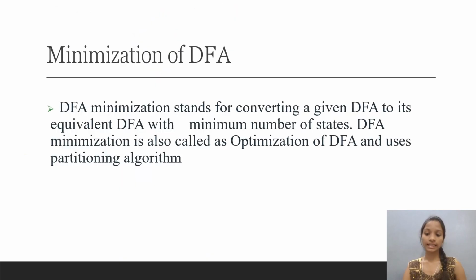What is minimization of DFA? We will minimize the states which are already given in the DFA. The definition of minimization of DFA is: DFA minimization stands for converting a given DFA to its equivalent DFA with the minimum number of states. DFA minimization is also called optimization of DFA and uses a partitioning algorithm. At first the DFA is given with a certain number of states. After performing certain steps, we'll reduce the number of states.